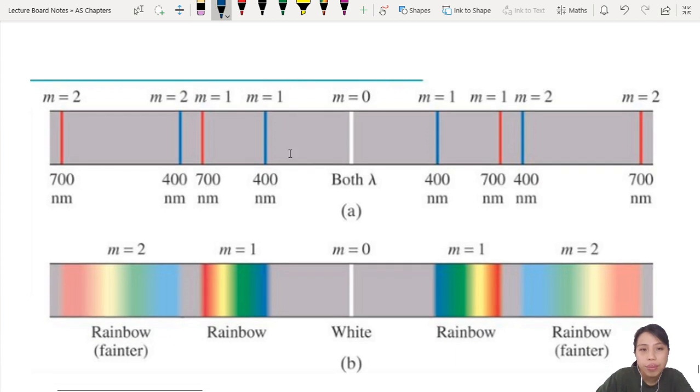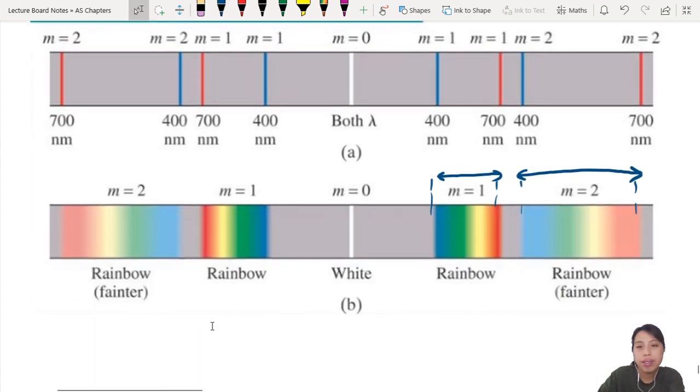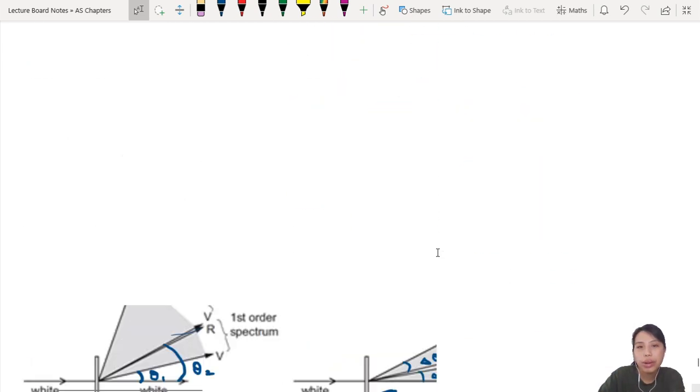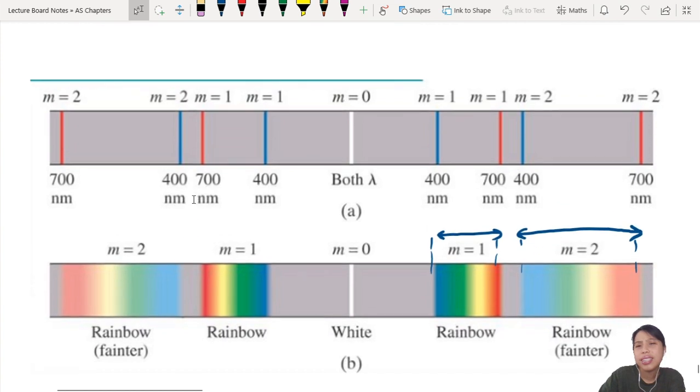Your first order here, you see they're pretty close. But as you go to second order, wow, they all really spread out at really different angles already. The higher the order you go, your whole spectrum will get bigger and bigger, more and more spread out. So this picture is what you are seeing in these choices. As you go out, your rainbow will be more and more spread out. So this is the idea of it.